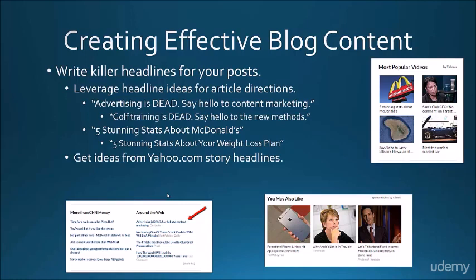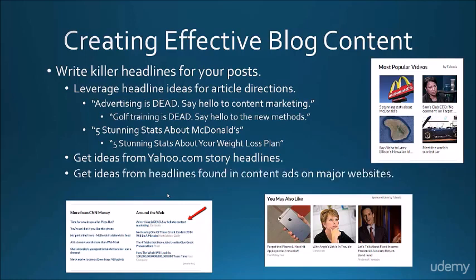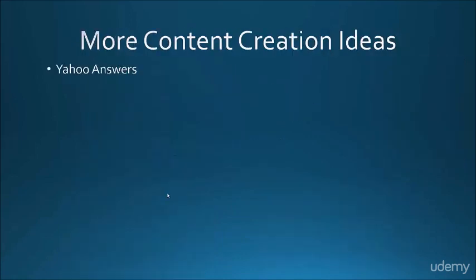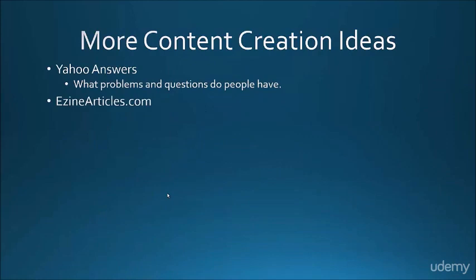You could also get ideas from yahoo.com story headlines. They do a great job from this. And get ideas from headlines found in the content ads on the major websites, as I pointed out, like CNN.com, for example. Yahoo Answers is another content creation idea. What problems and questions do people have in your niche? And then you could actually go out and solve those problems that they're having. Ezine articles is another great place to find good content that people are writing and creating content on.